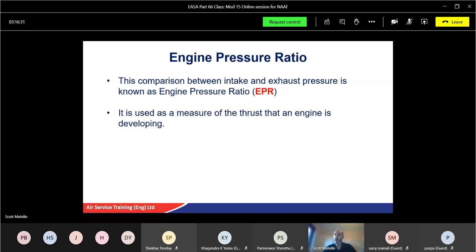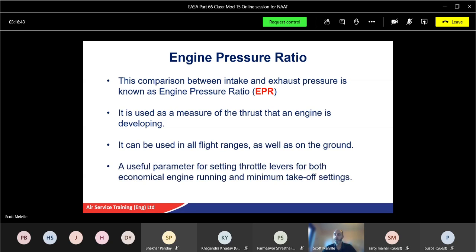We use EPR to measure the thrust that an engine is developing, and it can be used in flight as well as on the ground. It's very useful for setting the throttle levers, both for economical engine running and for maximum takeoff settings. In other words, we can set the thrust available. We might need all the thrust, depending on the type of day it is, or we might not need quite as much. We might just set the throttles to maybe 90% of thrust.